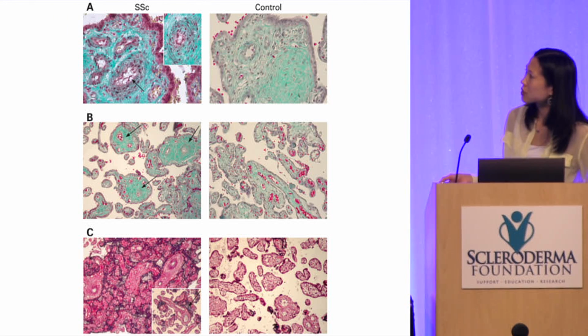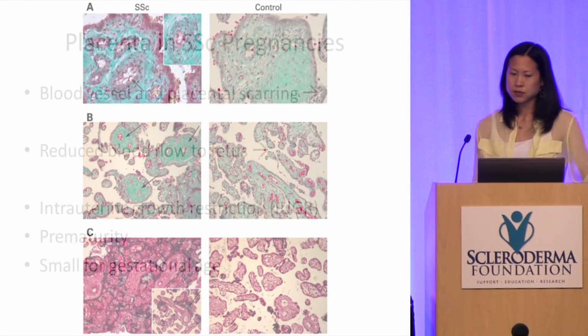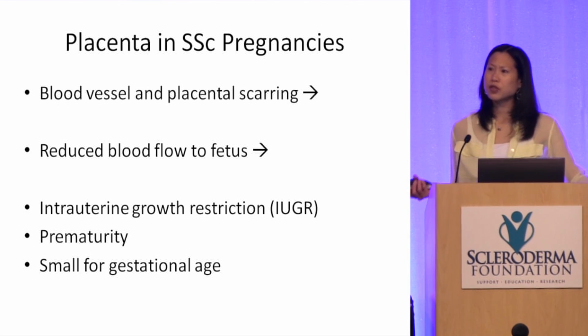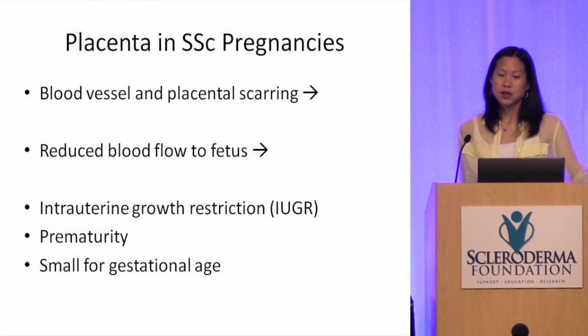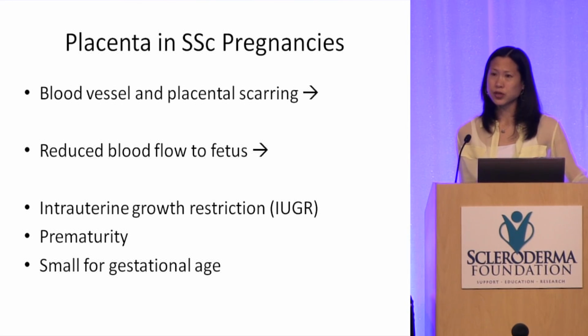Likewise, in the middle panel, you can see all of that blue staining is related to fibrosis or scar tissue of the placenta tissue itself. And then finally, in the third panel, there's an insert showing with an arrow the blood clots that can develop within the placenta. So with all these problems affecting the placenta, the blood vessel and placental scarring, this leads to reduced blood flow to the fetus. So of course the fetus is at risk for problems including intrauterine growth restriction, prematurity, and being small for gestational age.